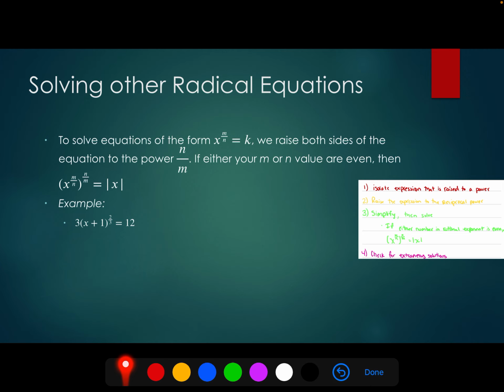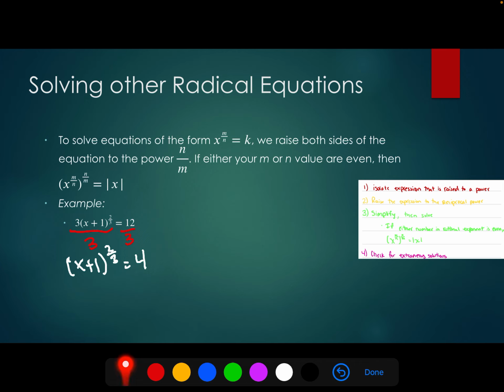So as you can see over here, the first thing we want to do is isolate our expression that's raised to a power. And here, that's everything inside these parentheses. So we want to get this x plus 1 to the 2/3 power by itself on one side of our equation. So to do that, we're going to divide both sides of our equation by 3, and that will give us x plus 1 to the 2/3 is equal to 4.